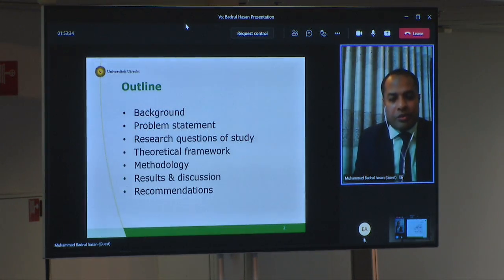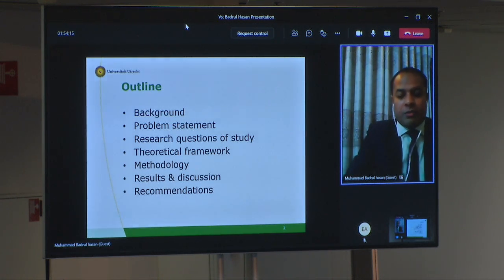Let's have a quick look at the outline of my presentation. Initially, I will talk about the background and problem statement of the study. Then I will share my research questions. Then I will discuss the theoretical framework I followed, and then the methodology, meaning what types of data collection methods I employed. Finally, I will make broad discussions on the results, and end my presentation with a set of recommendations for policymakers and practitioners.